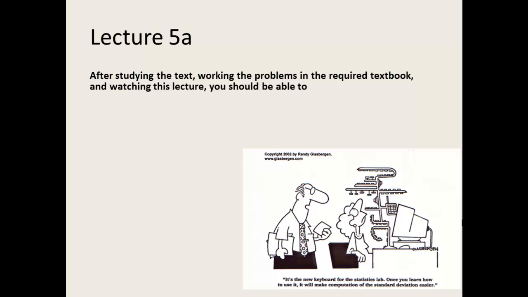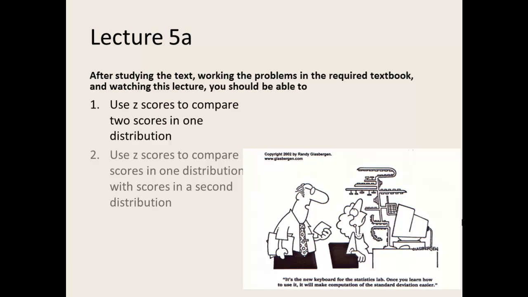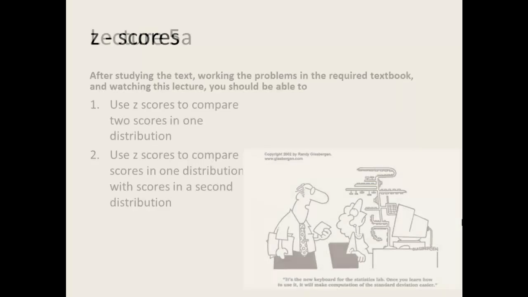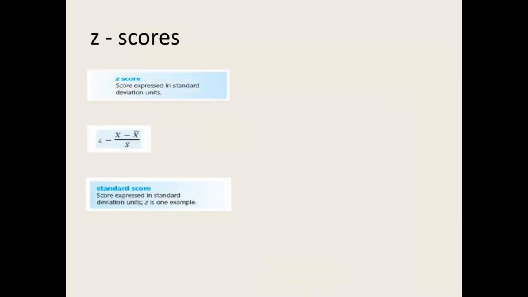In this lecture, we will use z-scores to compare two scores in one distribution. We will also use z-scores to compare scores in one distribution with scores in a second distribution. Z-scores are often referred to as standard scores because they transpose raw scores into values which are meaningful in terms of how far the score is away from the mean in standard deviations.